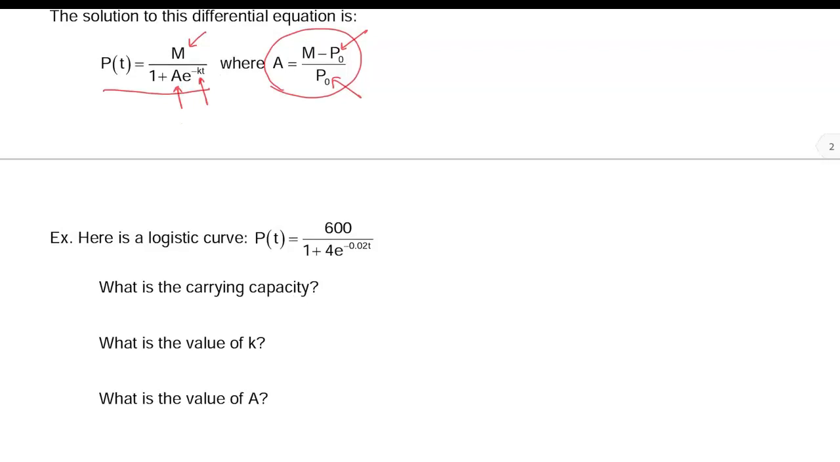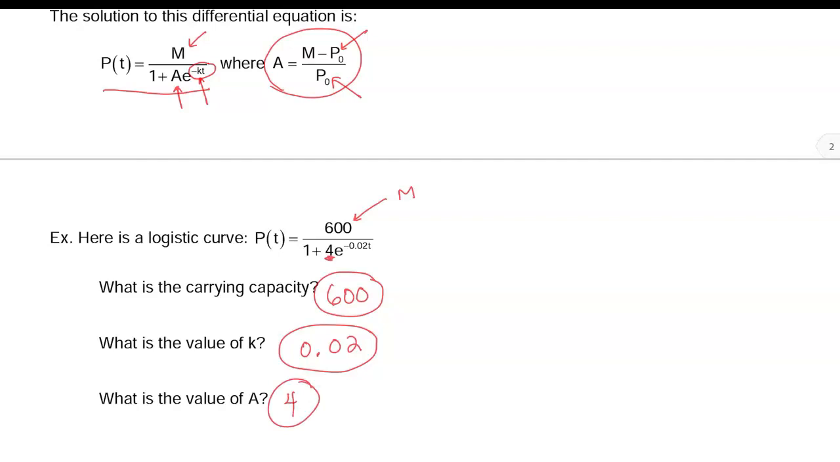Here is a logistic curve. This is a solution to a differential equation. P equals 600 over 1 plus 4e to the negative 0.02t. Can you pick out all of the information from that solution? The big number on top, the 600, that's M. That's your carrying capacity. The value of k is 0.02. You don't want to put negative there because look back up in the formula. The formula comes with a negative in front of k. What is the value of A? Well, that's your coefficient of e. So the value of A is 4.